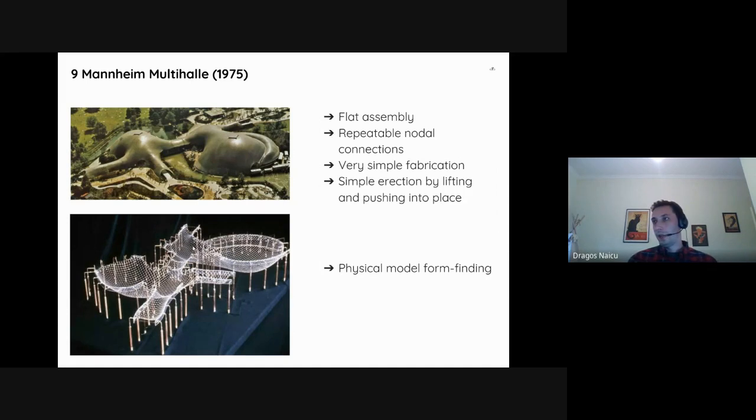And to me, this culminated a decade and a half later, almost, with the Mannheim Multihalle, which was this great exhibition space with two large domes and interconnected tunnels, which took the same principles from that prototype I showed you, but took it to the next level and innovated in a number of different ways. We will get to this a little bit later.